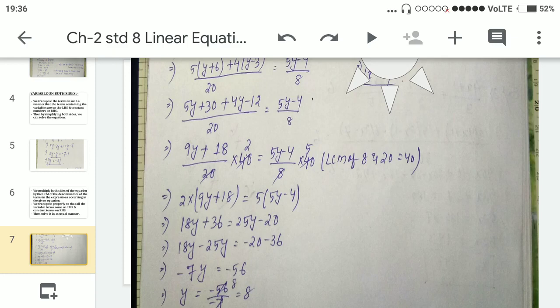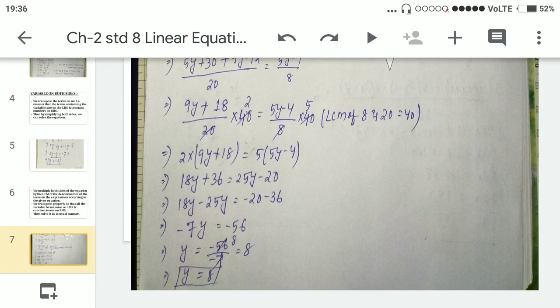There is no issue. Then if I am taking LCM of 40, so 20 and 40 will cut, it will be 2, and 8 and 40 will cut, it will be 5, and this 2 will multiply with 9y plus 18 and 5 will multiply with 5y minus 4. So 2 into 9y plus 18 means 2 into 9y is 18y, and 2 into 18 is 36, and 5 into 5y is 25y, and 5 into 4 is 20.